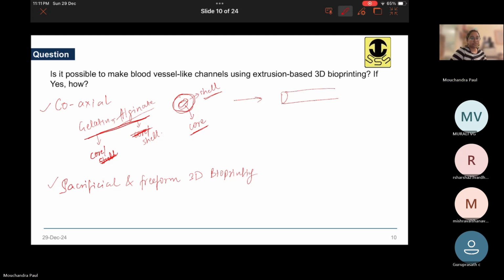Okay, made sense? Do you remember this topic that we discussed earlier? Yes, ma'am. Okay. So using these two variations of extrusion-based 3D bioprinting, you can make blood vessel-like channels, which are quite complicated to make by itself.